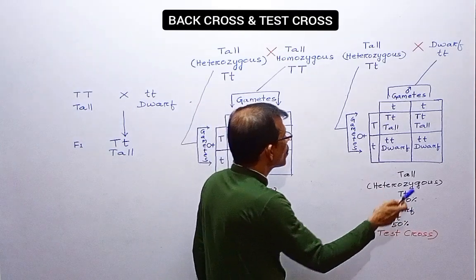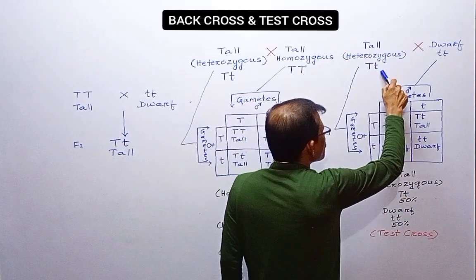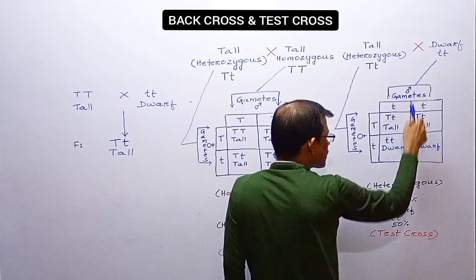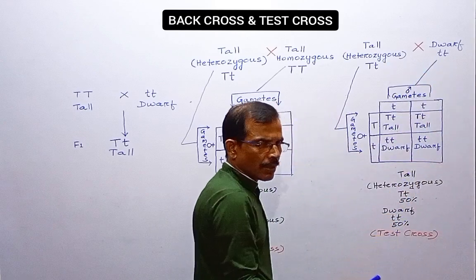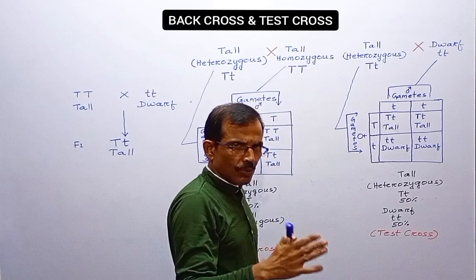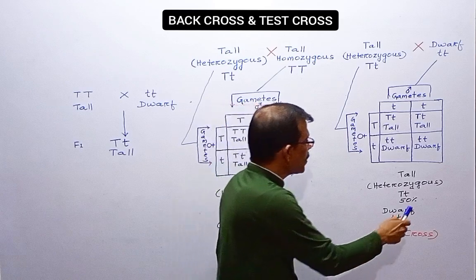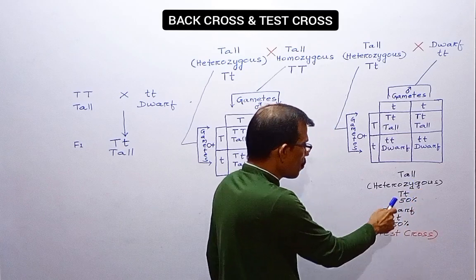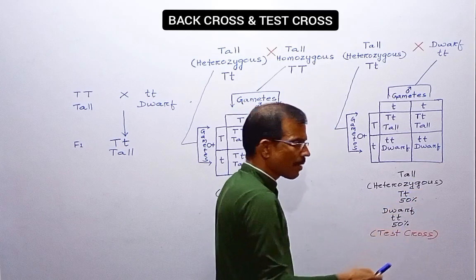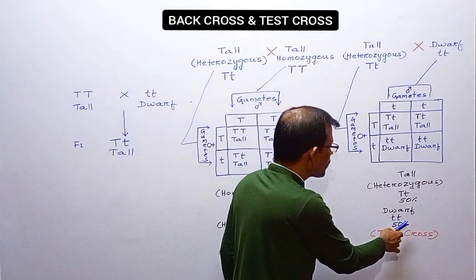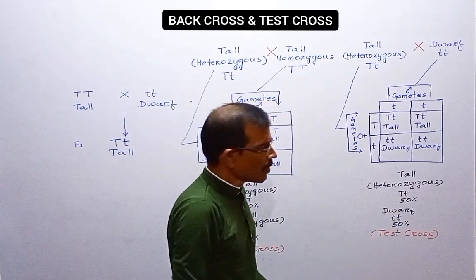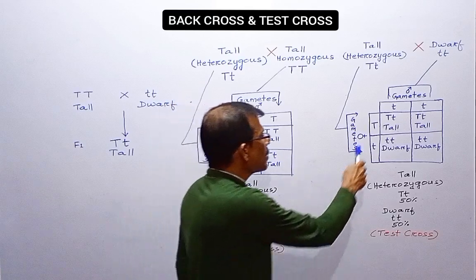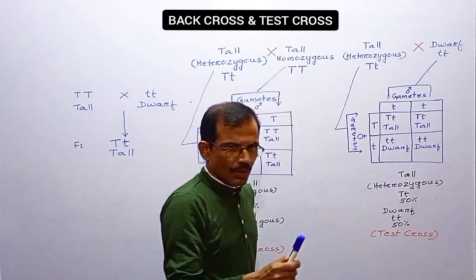Here there is a cross between the F1 offspring and the dwarf pea plant. Such a cross results in the formation of two types of offsprings in equal proportion. 50% of the offsprings are heterozygous, having one dominant and one recessive allele, and the remaining 50% are dwarf. While both the crosses are called back cross, the second one is known as test cross.